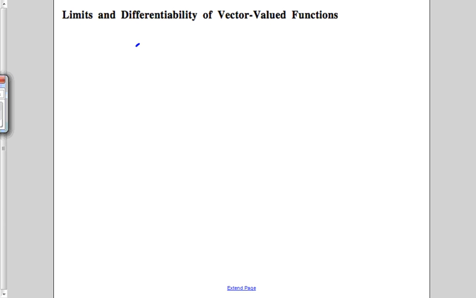Okay, so in the last video we were looking at vectors, and now we're going to talk about the limits and differentiability of a vector valued function.